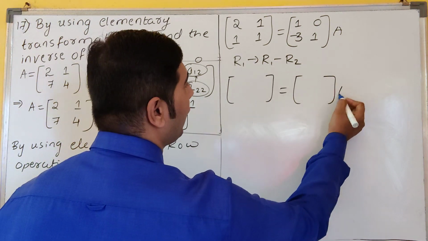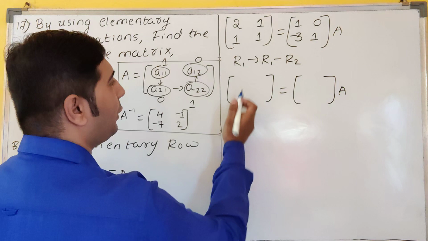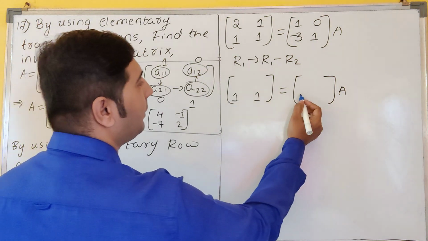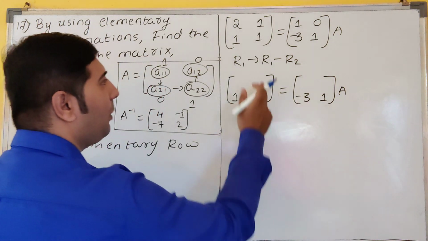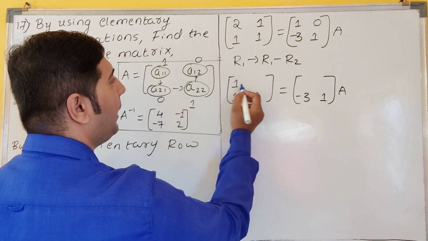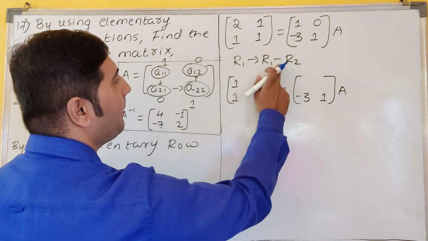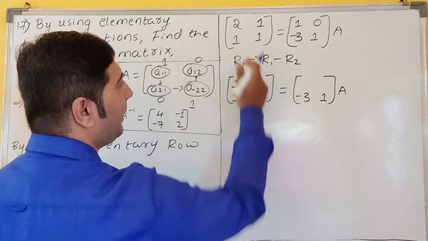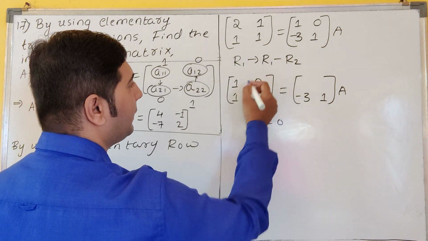You are changing R1 or not? R1 is changing, means R2 you write as it is. 1, 1 minus 3, 1. So how much will you get? 2 minus 1 is 1. R1 is how much? 1. 1 minus R2 is how much? 1. 1 minus 1 is 0.